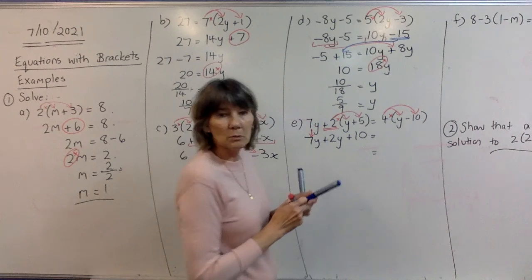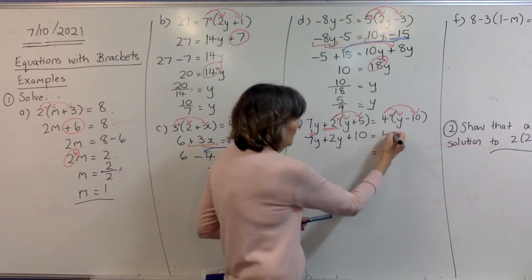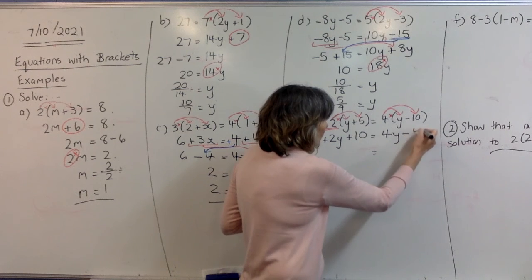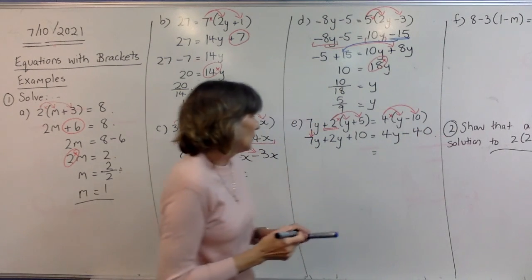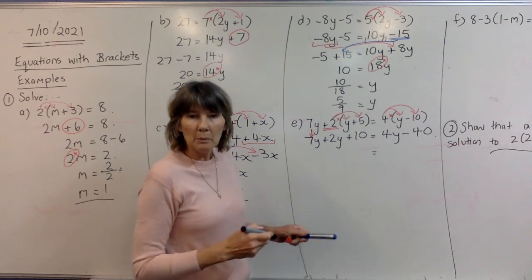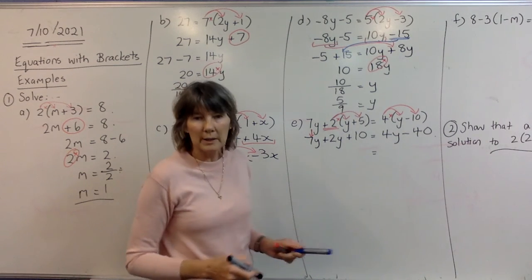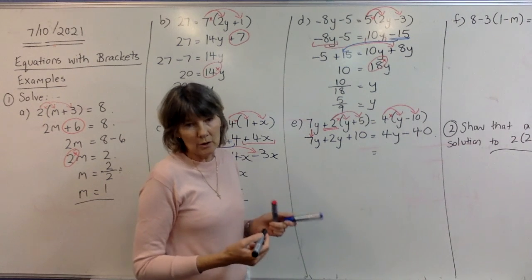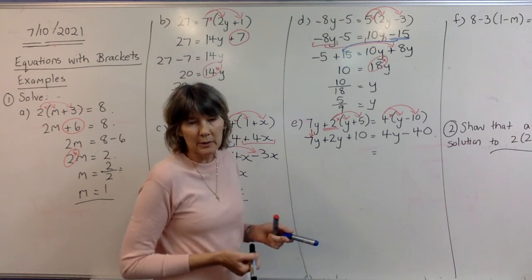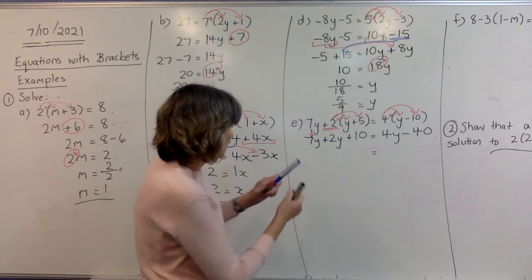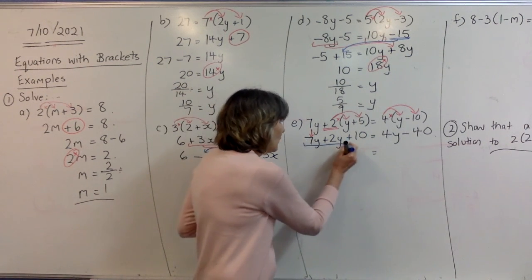Right, 4 times y is 4y, and 4 times minus 10 is minus 40. Now before we go any further, we're going to be in a real mess if we start looking at all these y's all over the place. So always do what you can do before you start moving things around. Okay, so we're going to get these two together. We're going to collect this bit here first.